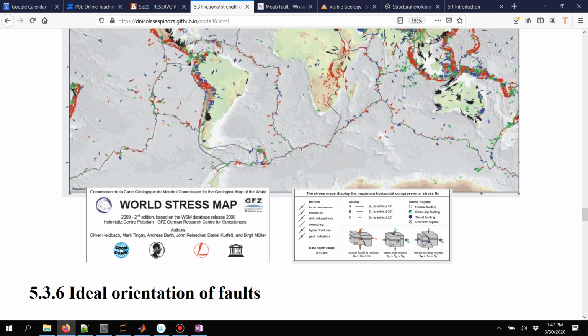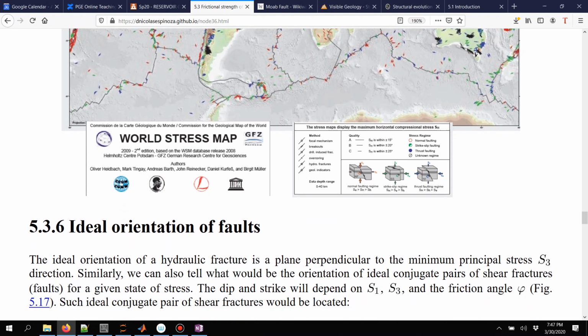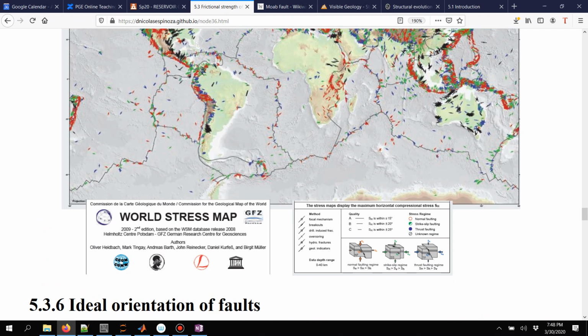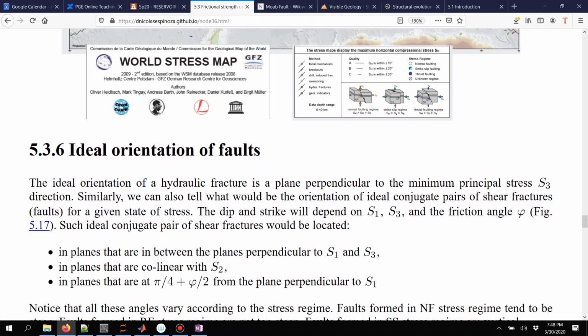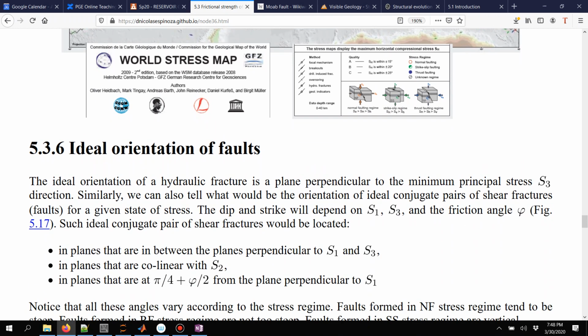So, starting on Thursday, we'll talk a little bit more about what is the ideal orientation of faults and how we can use that to interpret the stress regime that caused those particular faults. You will see that that's something very important, and it will allow us to understand geomechanics a lot better.